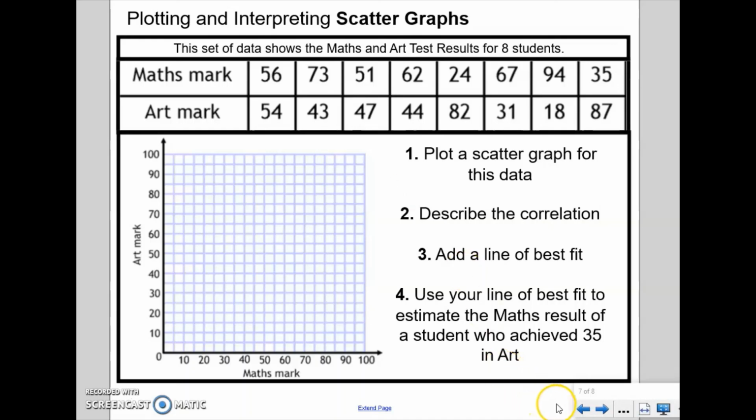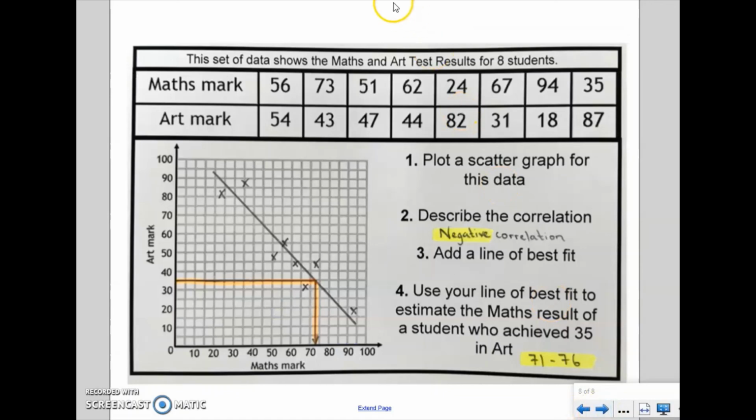Okay, welcome back for the last time. And my answer looks like this. So again, we're dealing with a negative correlation. The trend in the scatter points is going downhill. I've added an appropriate line of best fit with my ruler, and I've used that line of best fit to come along at an art mark of 35 until I hit my line of best fit and read down to this value. Somewhere in between 71 and 76 would be an appropriate estimate for the maths result of that student.